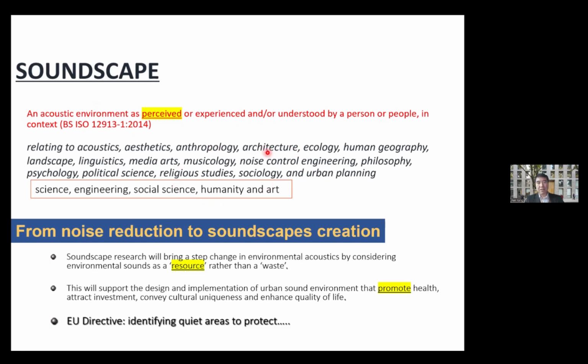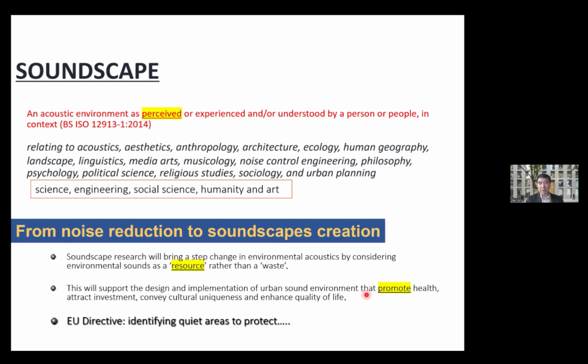And this suddenly moved the traditional sound engineering discipline to multidisciplinary, including media arts, music, ecology, human geography, political science, religious studies, or different disciplines. We need to approach this from science, engineering, social science, humanities, and arts rather than just from the science and engineering side. So with this concept, we can regard sound as a resource. We can use good sound and not just regard sound as a waste. And we can also use this approach to promote health.